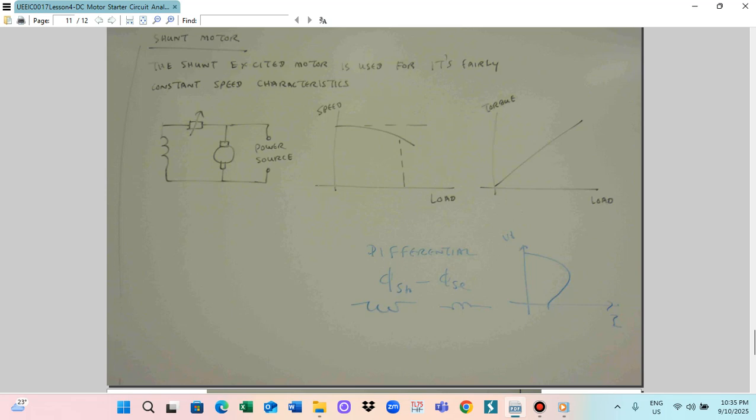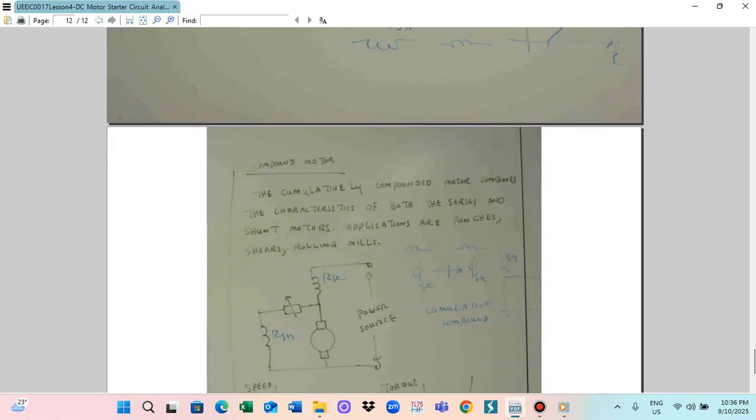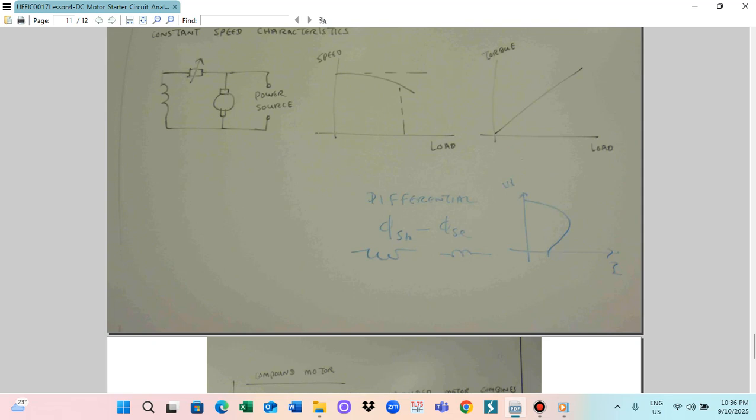If you use a differential compound, the voltage drop is too high. With the current here, the terminal voltage will follow this way. So differential compound is only theoretical. We don't really use it; we only use the cumulative compound.